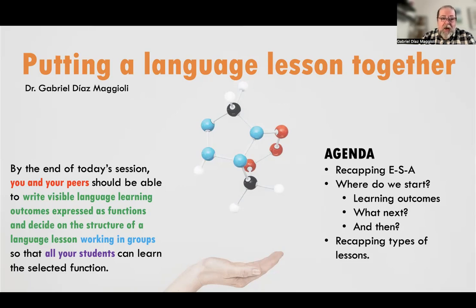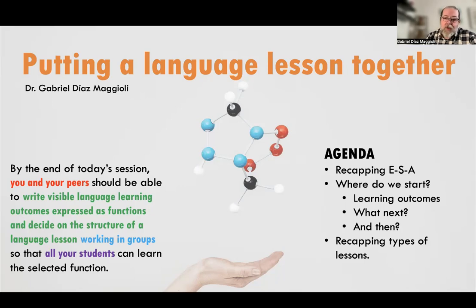You and your peers should be able to write visible language learning outcomes, expressed as functions, and decide on the structure, the form of a language lesson. You will do this working in groups so that all your students can learn the selected function.